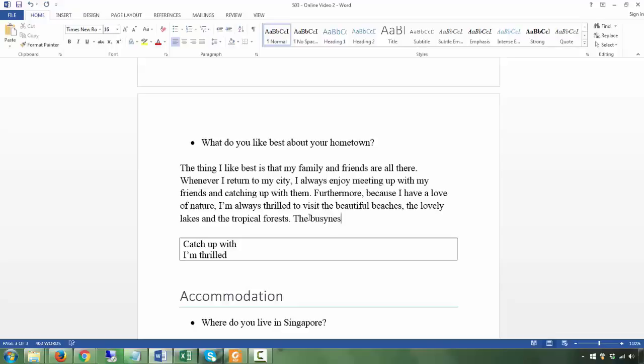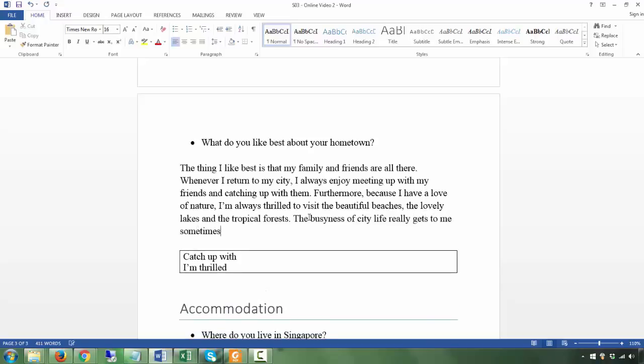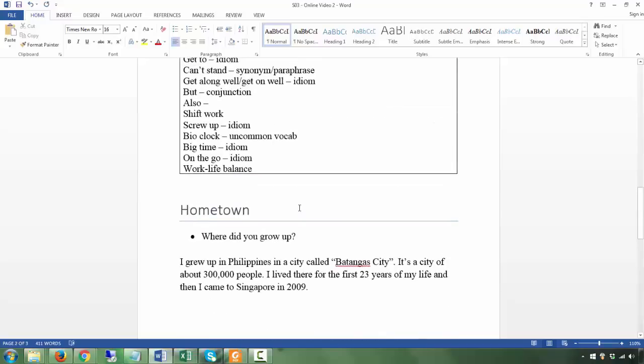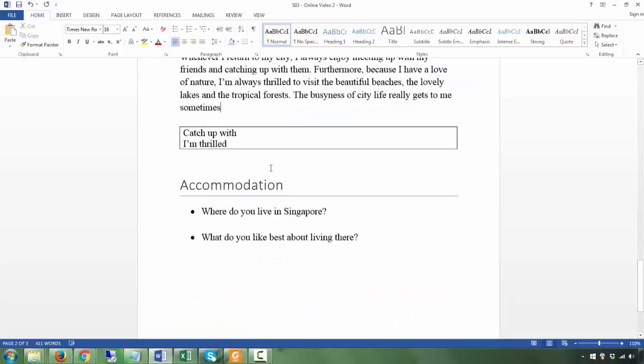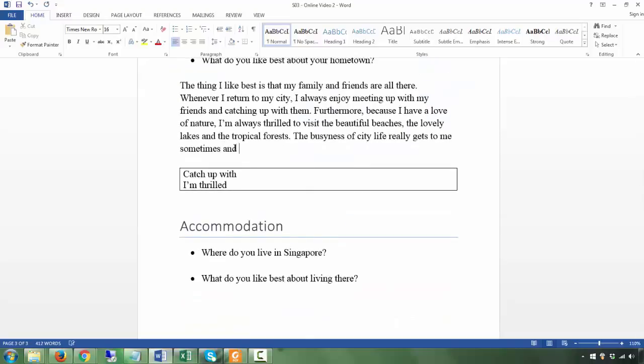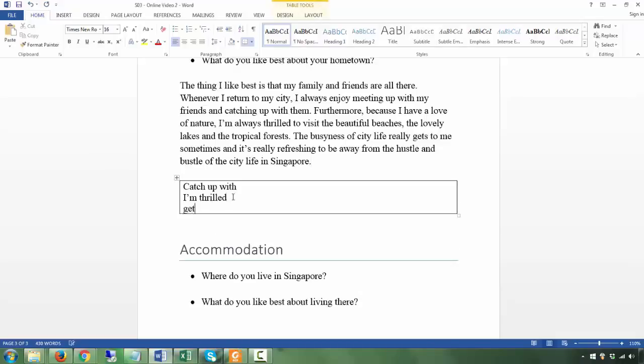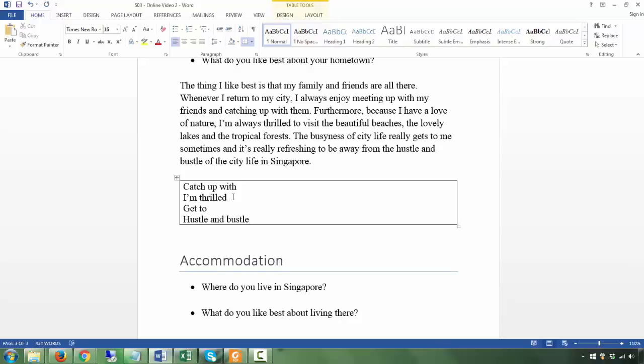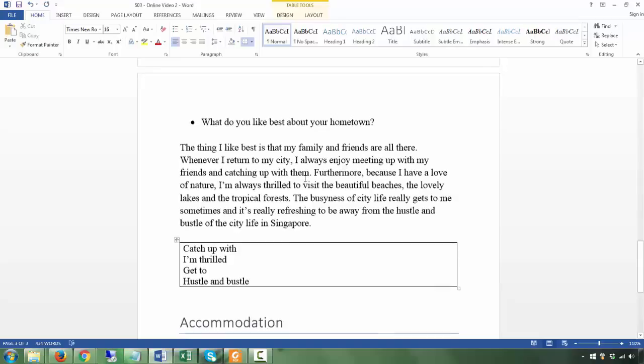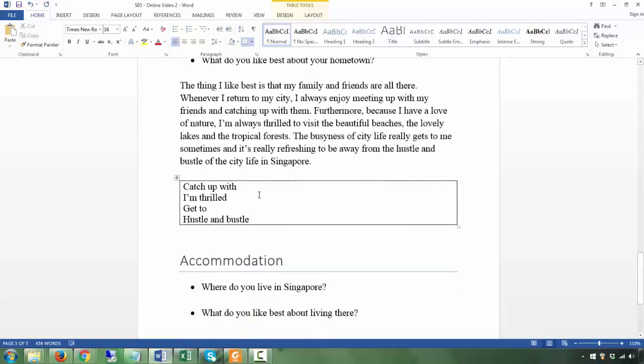Furthermore, the busyness of city life really gets to me sometimes. Okay, we've done "gets to me", right? "Get to" is kind of like "really annoys you", so you're using it again. And it's really refreshing to be away from the hustle and bustle of the city life in Singapore. Okay, so "hustle and bustle" again. Well, you can get to hustle and bustle. All right, so yeah, these are some idiomatic words that you've used.